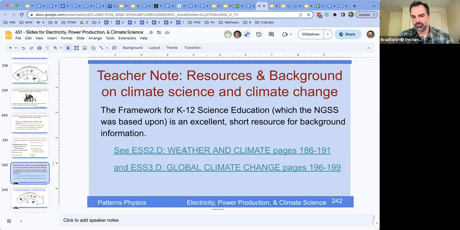It just more explicitly talks about what the standards are for students to learn around weather and climate and global climate change. So those are definitely worth reading. We want to call that out because there's a lot of new information. In the past we've had teachers who said they were physics majors and never had anything on weather and climate. So that's just a resource there for you.